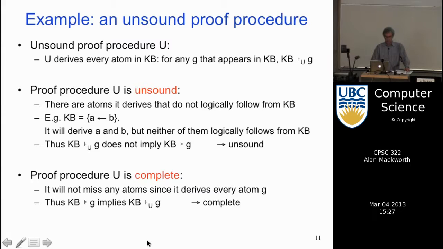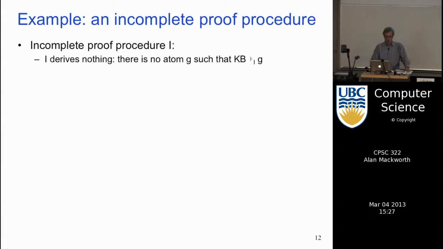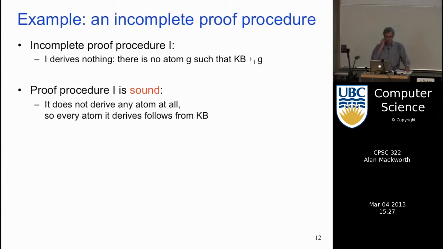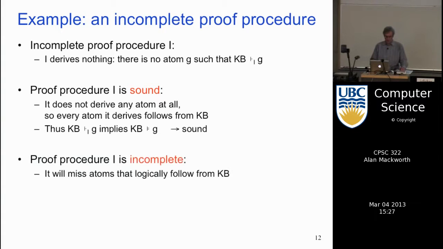So we're just giving you extremes here, right? How about incomplete? Well, really incomplete would say nothing follows from the knowledge base. These are just imaginary proof procedures. We're looking at the notion of incompleteness and soundness. So this incomplete procedure, you would call it I. There's no atom G such that G is derivable. But it is sound. It's so careful, it doesn't derive any atoms at all. So every atom it derives, of which there are none, does follow from the knowledge base. It doesn't go overboard and prove theorems that aren't true, because it doesn't derive anything.